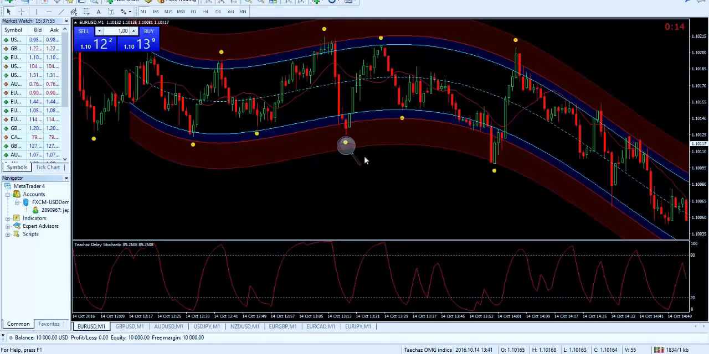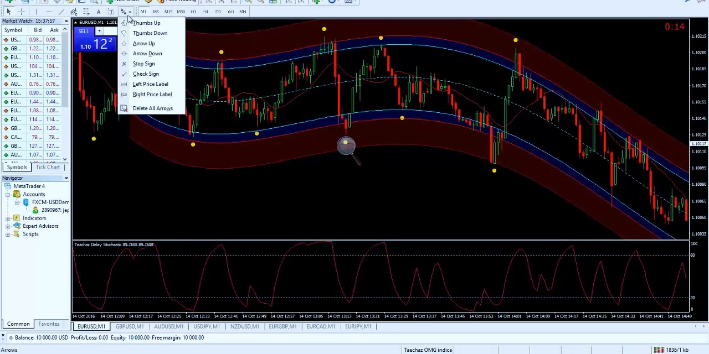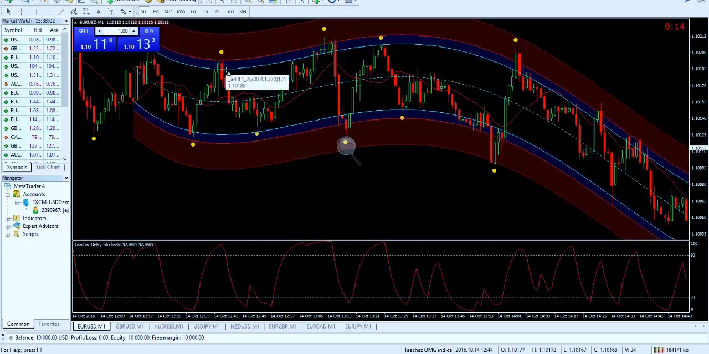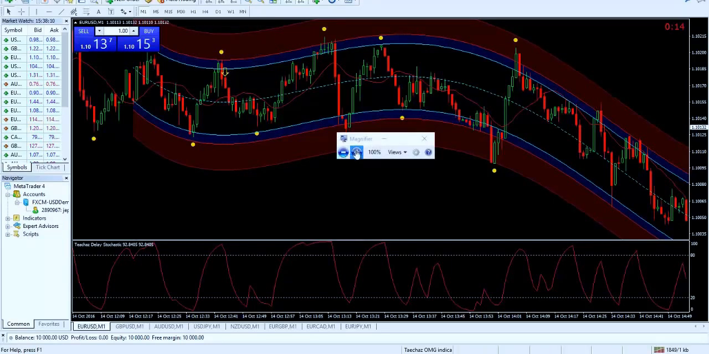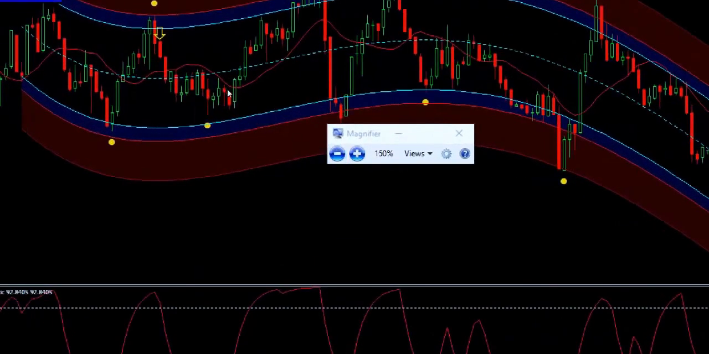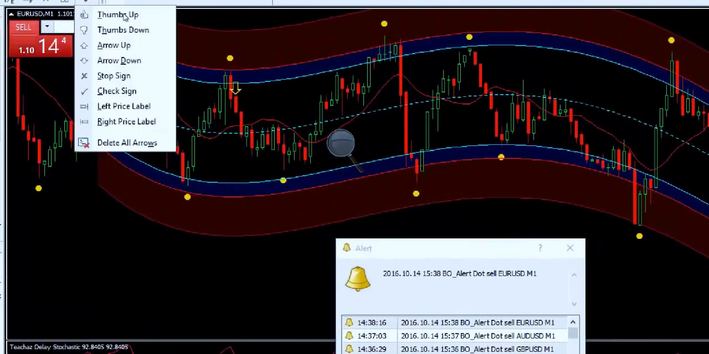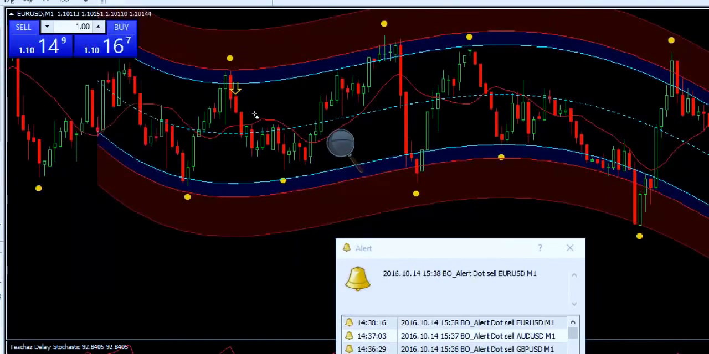Whenever I got the signal here, this was a signal. If I was watching this candle, with this indicator, I could have ended here. As you can see, I could have ended here, and I count 1 2 3 4 5, which was a winning candle. This one here, down here.